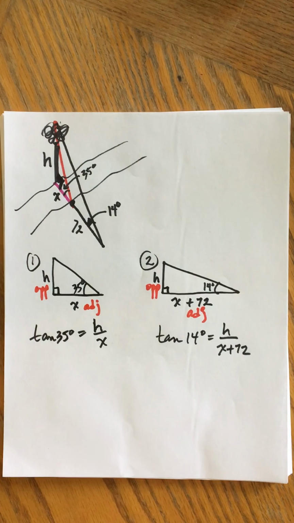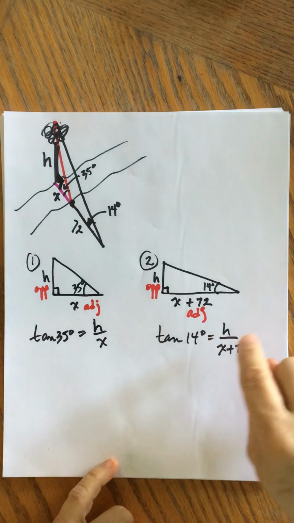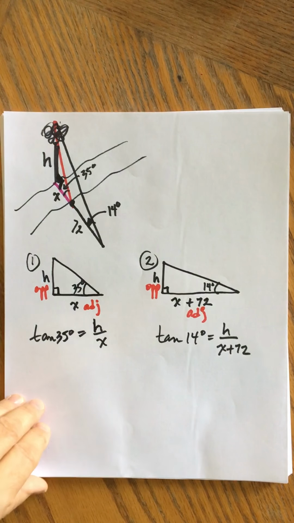The rest is algebra. So what do we have here? We have two unknowns, h and x, but we also have two equations, so we can solve them simultaneously. So that's what we want to do.